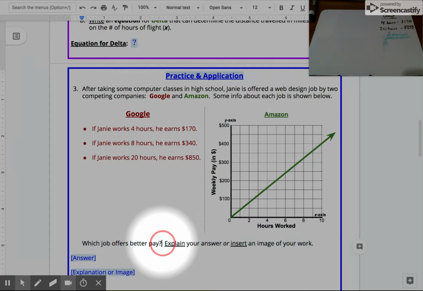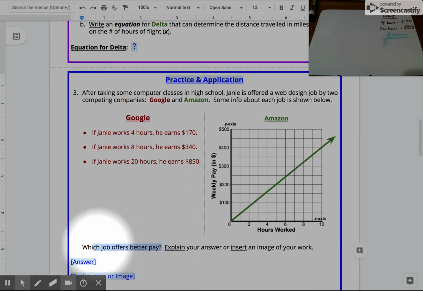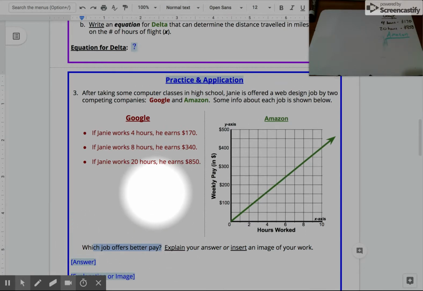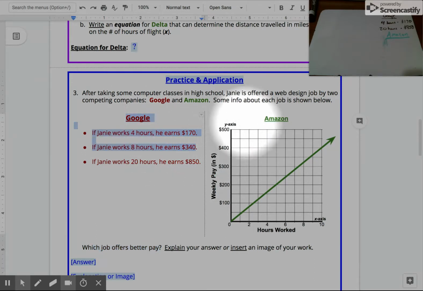The key here, if we want to know which job offers better pay, which one gives more dollars per hour, we're talking about unit rates, so we're going to have to understand the unit rate for both Google and Amazon.